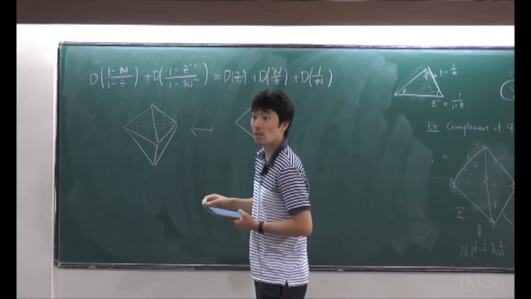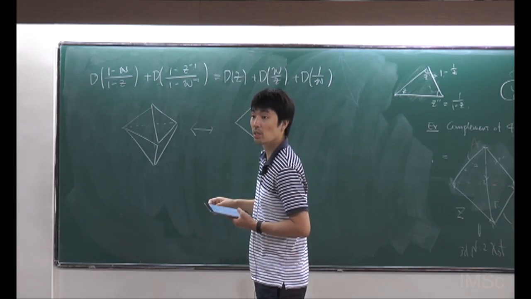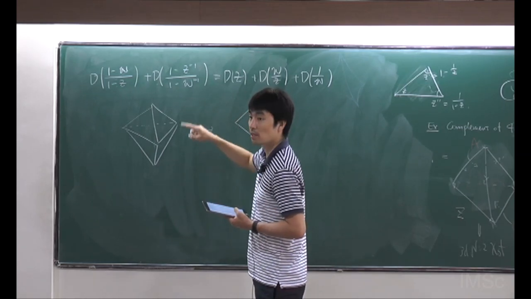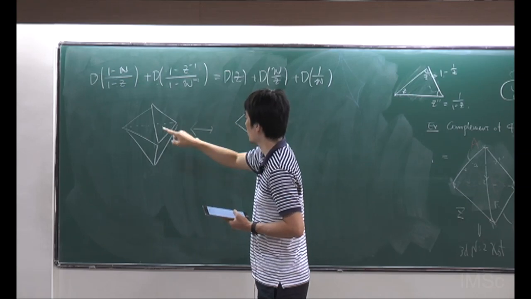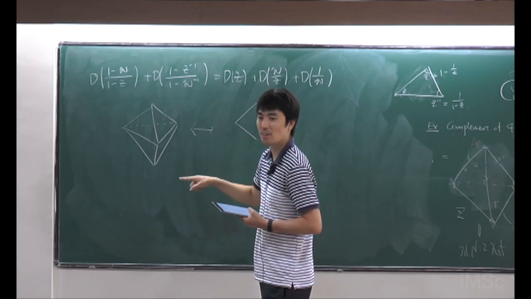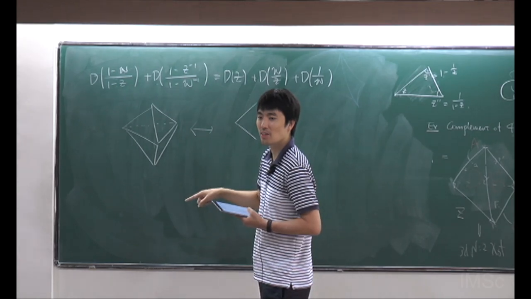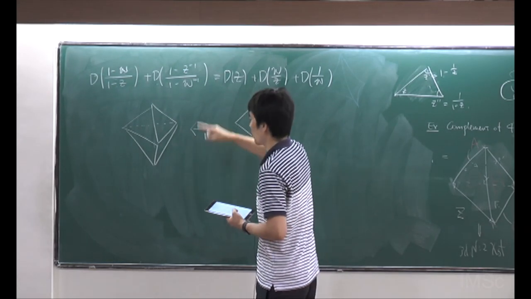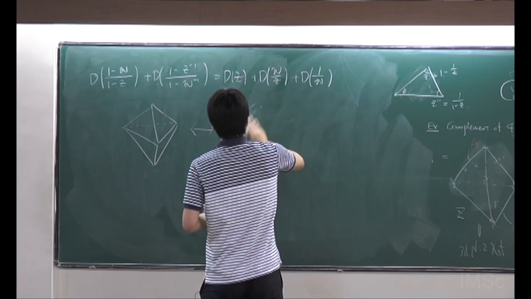What? I'm sorry? What is it called? Anyway, so two ideal tetrahedra.